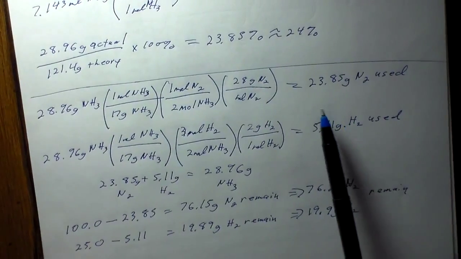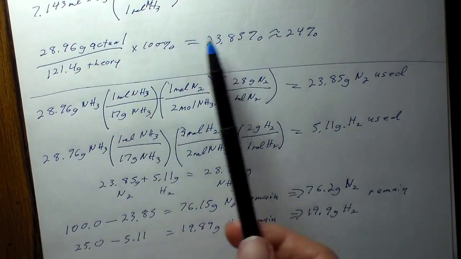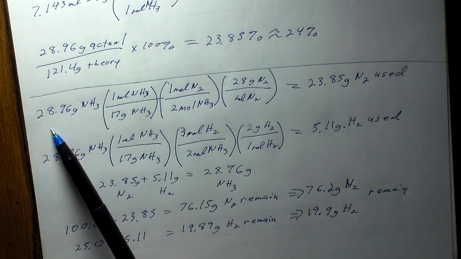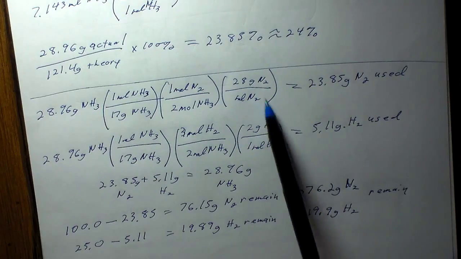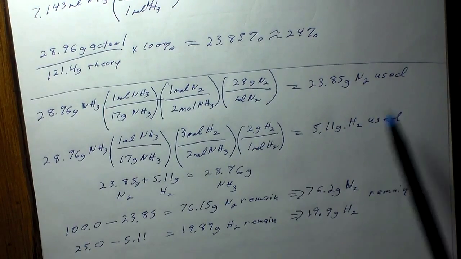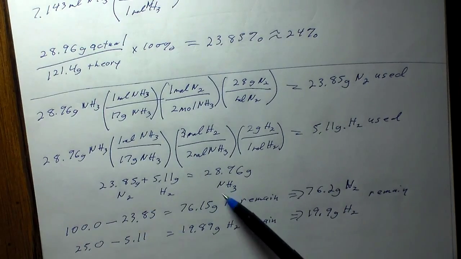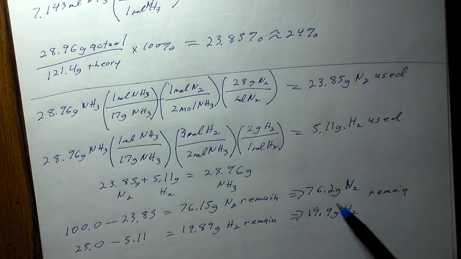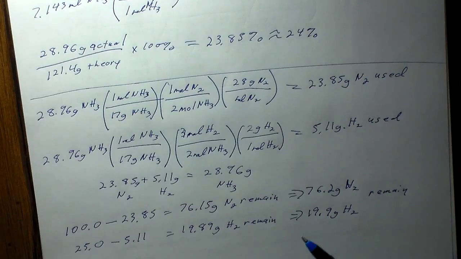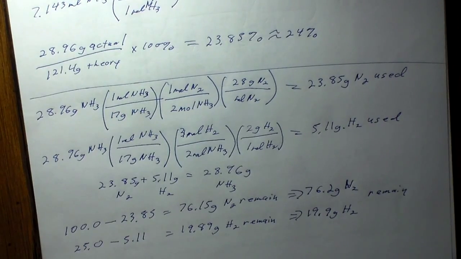And then down here we figured out how much nitrogen and hydrogen were actually used to make this amount of ammonia. And then we subtracted off the amount that was used from the amount that we started with to give us the amount that remains. And then we just put that to the correct number of sig figs right there. So that's the end of that problem.